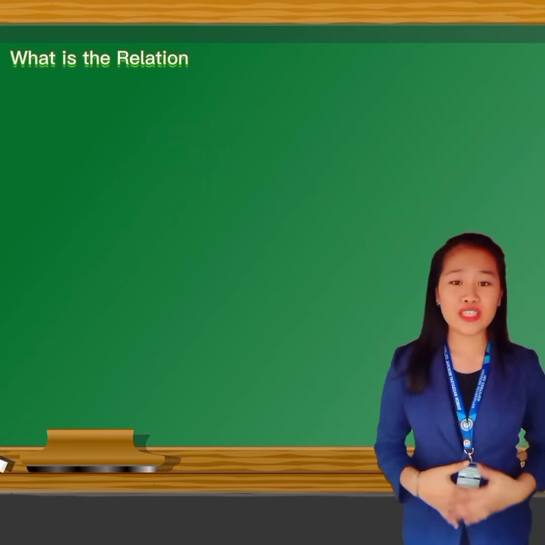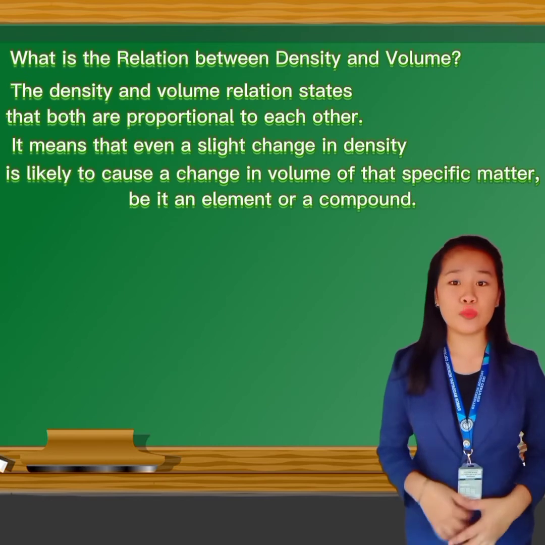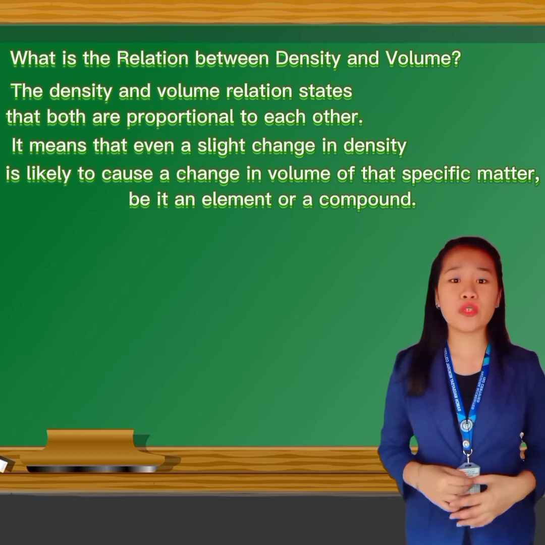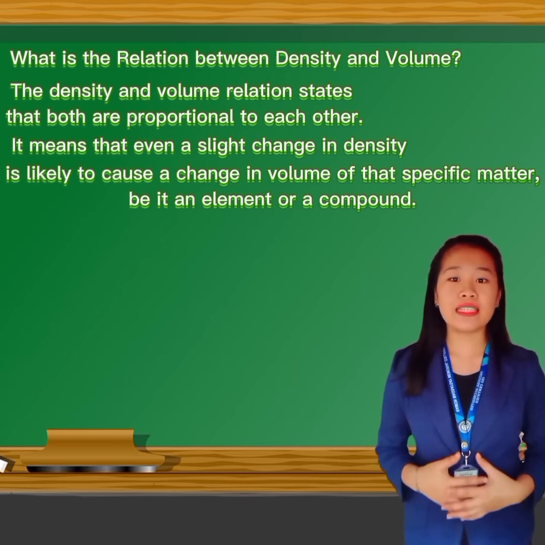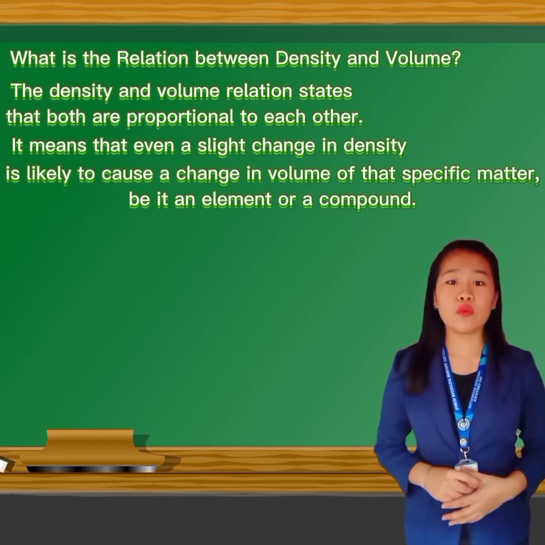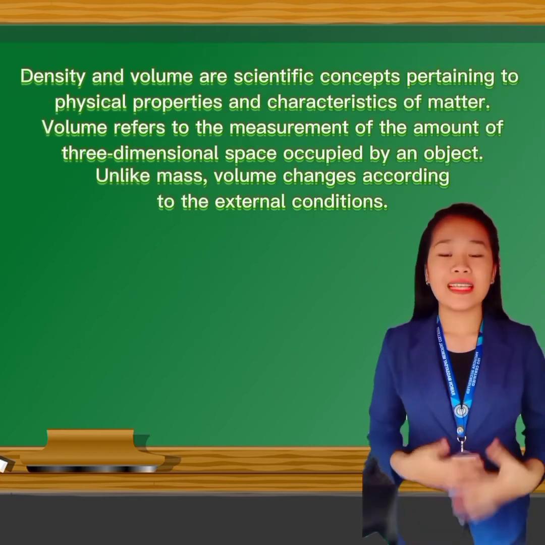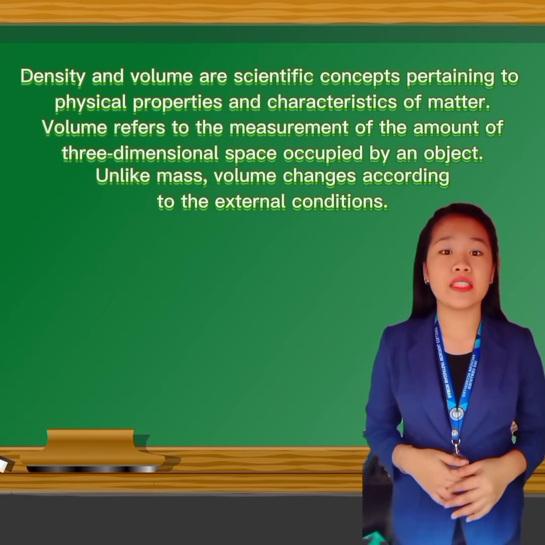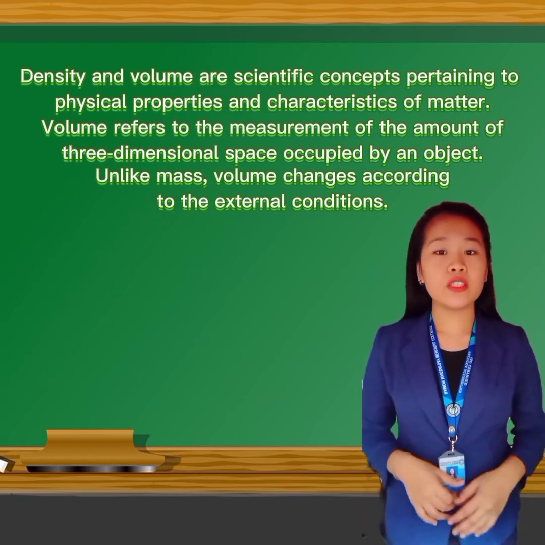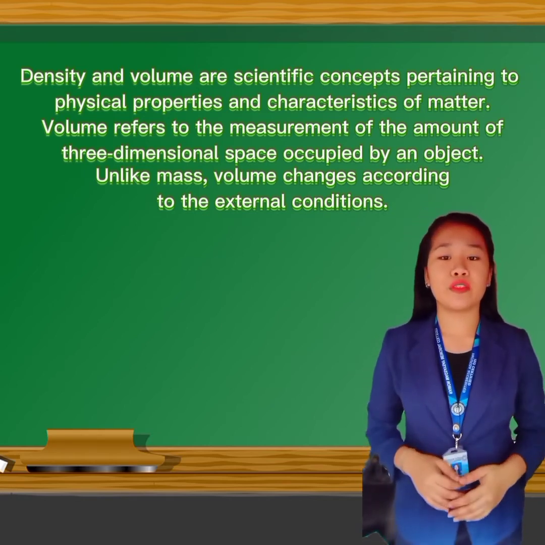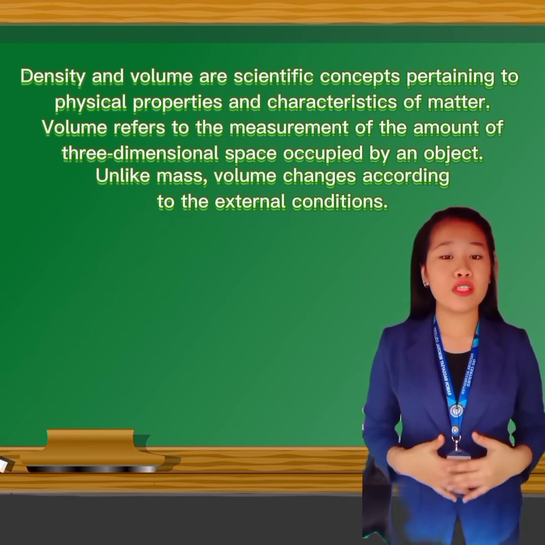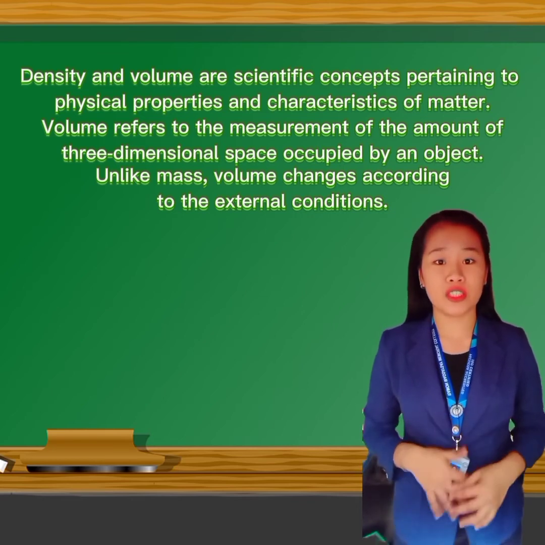What is the relationship between density and volume? The density and volume relation states that both are proportional to each other. It means that even a slight change in density is likely to cause a change in volume of the specific matter. Density and volume are scientific concepts pertaining to physical properties and characters of matter. Volume refers to the measurement of the amount of three-dimensional space occupied by an object. Unlike mass, volume changes according to the external conditions.